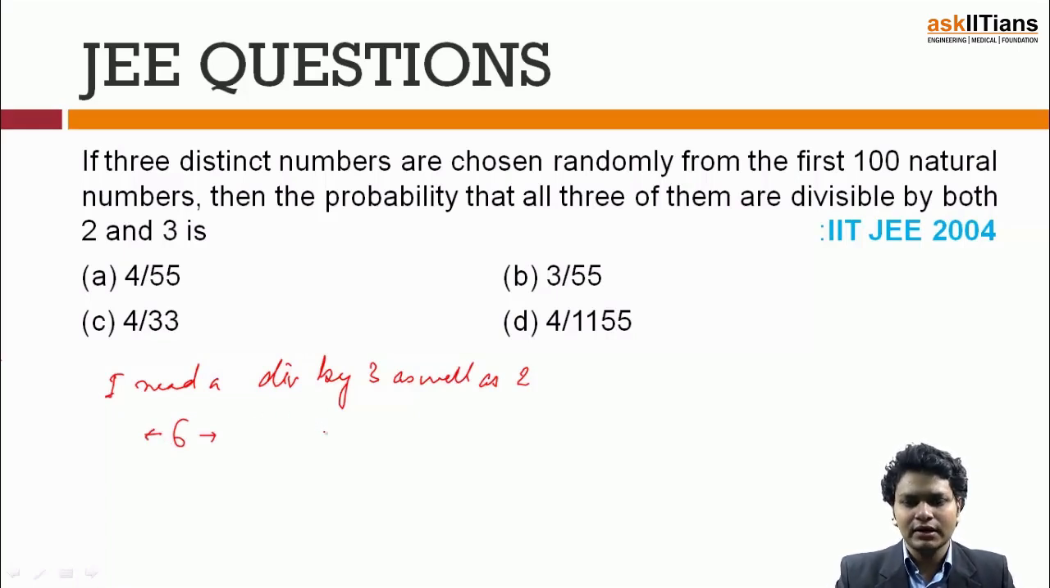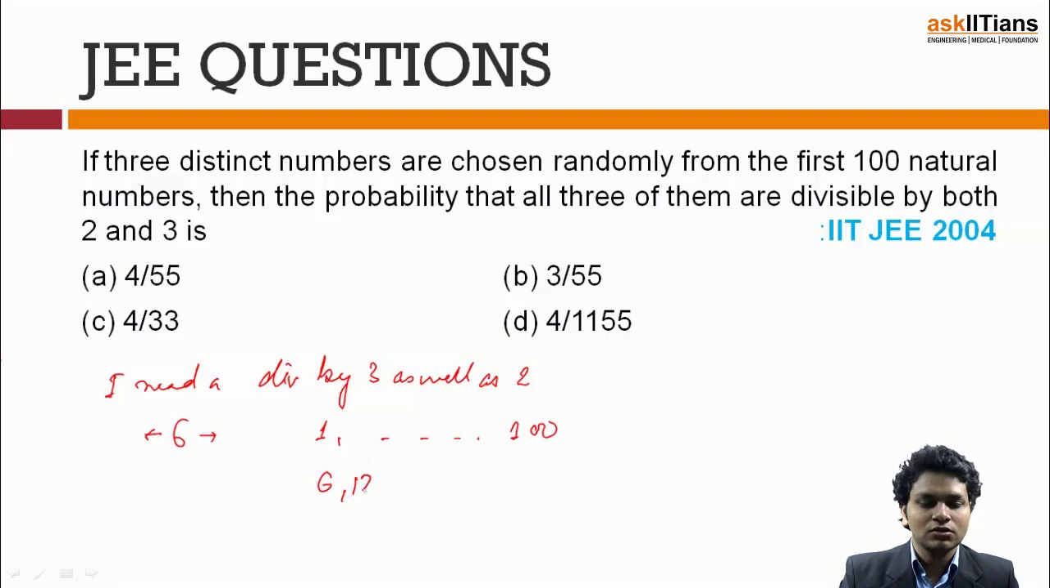If I can find out the numbers which are divisible by 6 from the first 100 natural numbers, I think life is easy. So the natural numbers start from 1 and they go till 100. So the very first number which is going to be divisible by 2 as well as 3 is going to be 6.